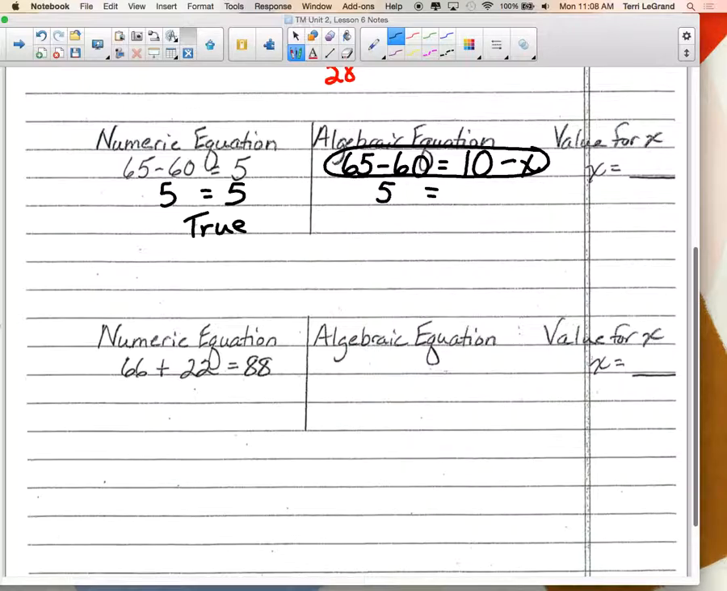Now we're going to say 10 take away what gives you 5? 5, okay? So let's just finish this off and make sure we have a true statement. 10 take away 5? 5, okay? And that's true, isn't it? So since that's true, what's our other answer? X equals 5, okay? There's our other answer.